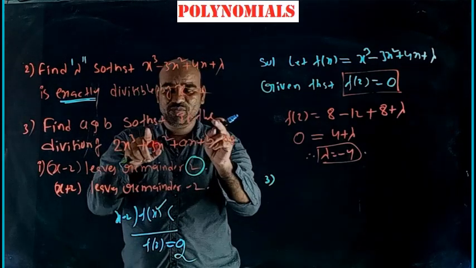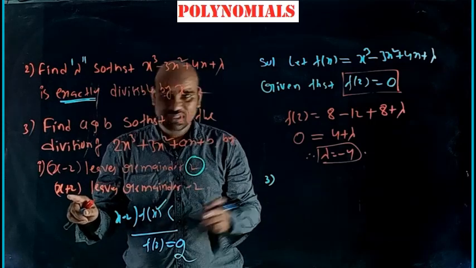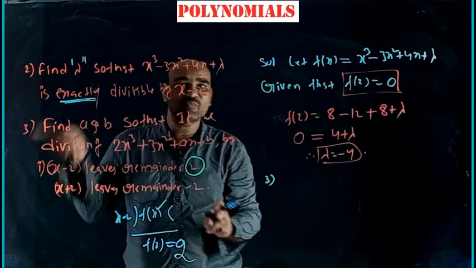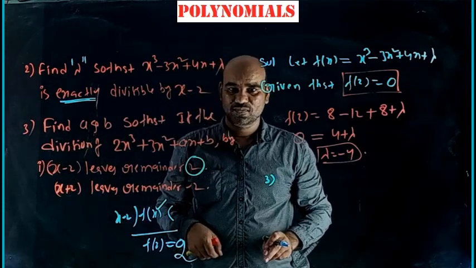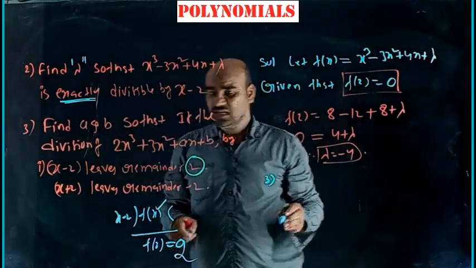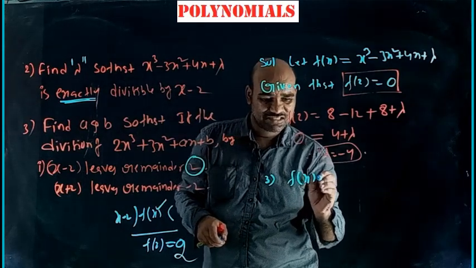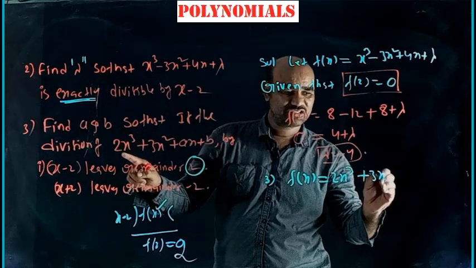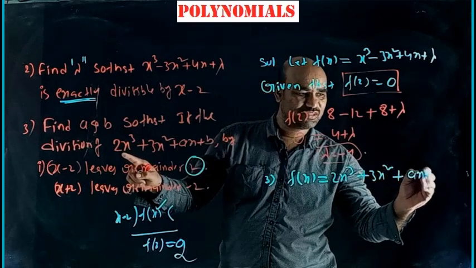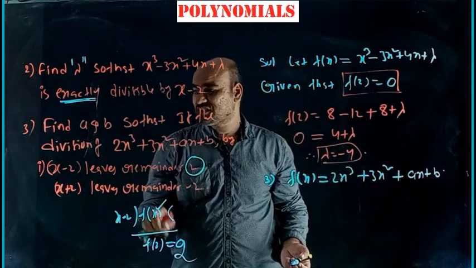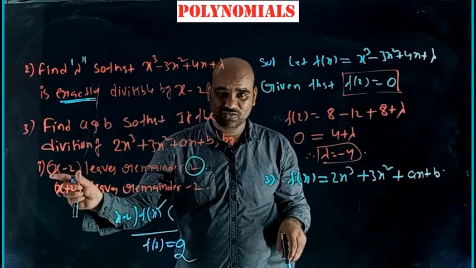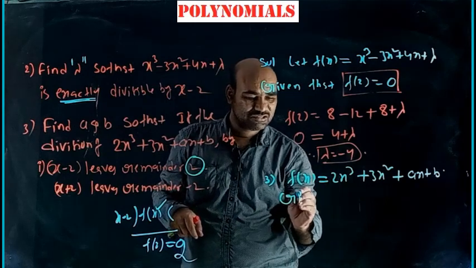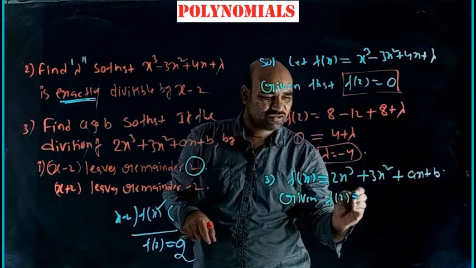And the same polynomial divided by x plus 2, the remainder is f of minus 2. According to the problem, it leaves remainder minus 2, which means f of minus 2 value is minus 2. Okay, so directly, f of x is given here as 2x cubed plus 3x squared plus ax plus b. Understood? f of x divided by x minus 2, the actual remainder is f of 2. According to the problem, the remainder is 2, so f of 2 equal to 2 is given.